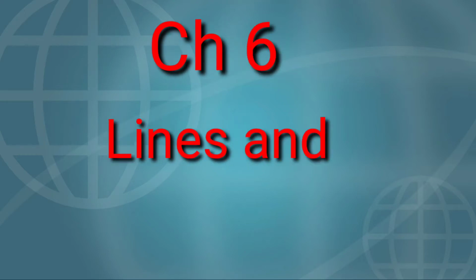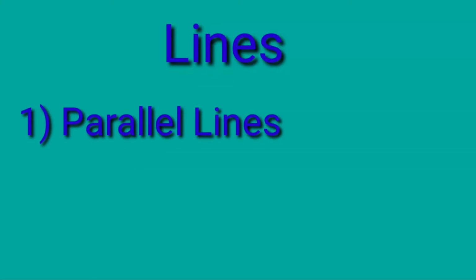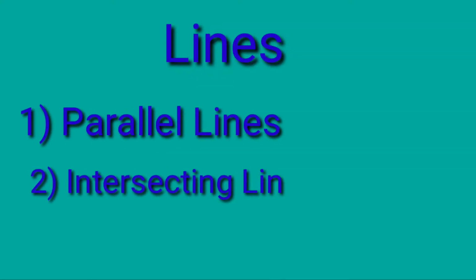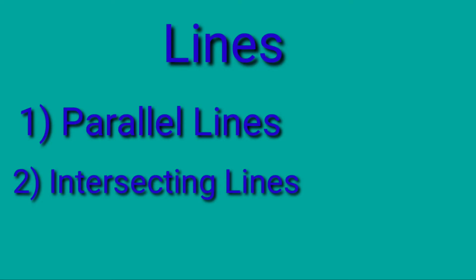Greetings everyone. Today in this video we will discuss chapter 6, lines and angles. Firstly we will discuss lines. Two types of lines: parallel lines and intersecting lines. Lines which cut each other are intersecting lines.